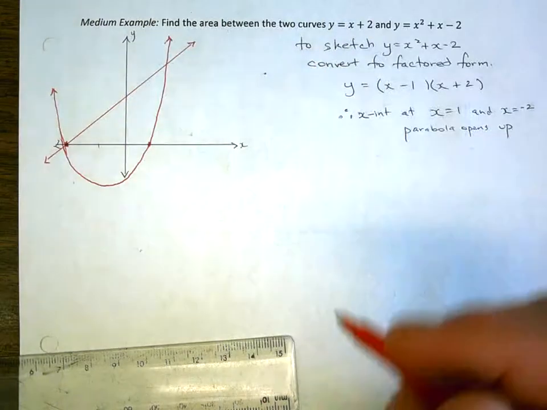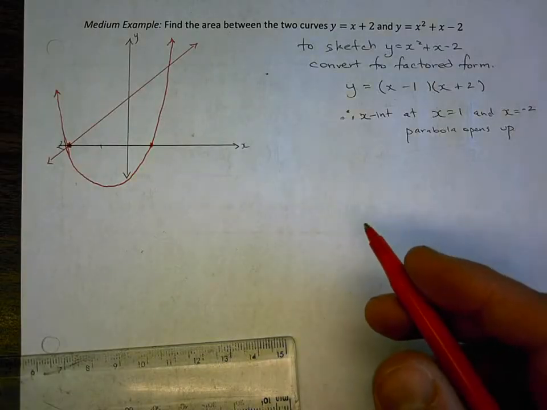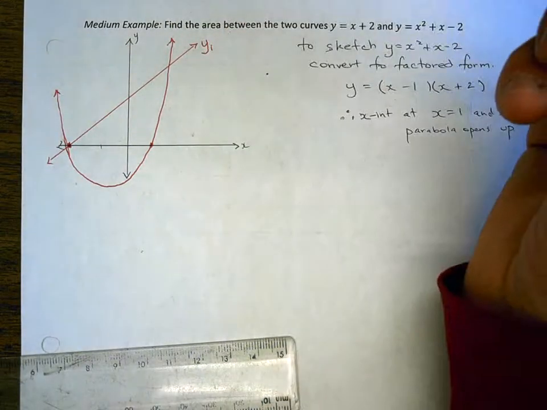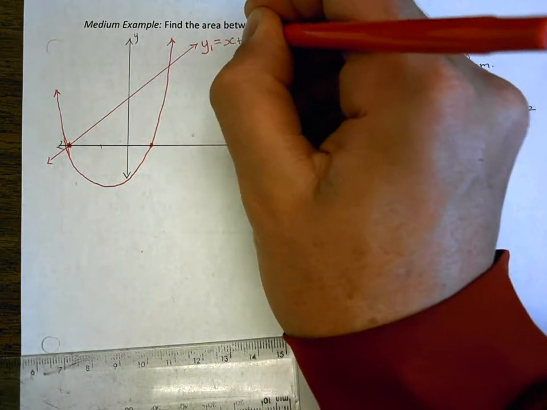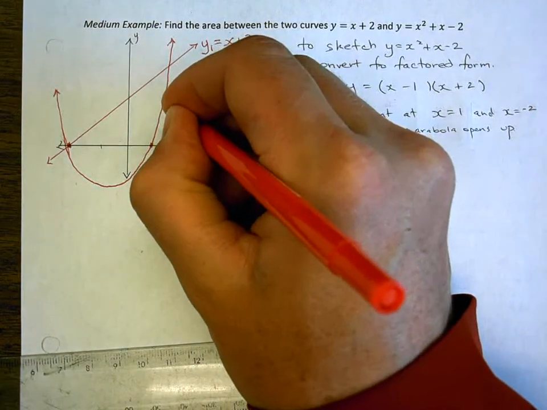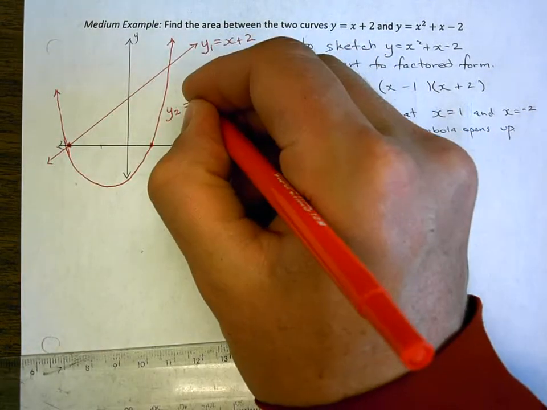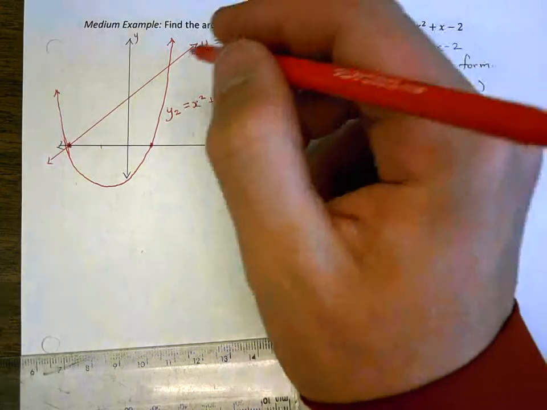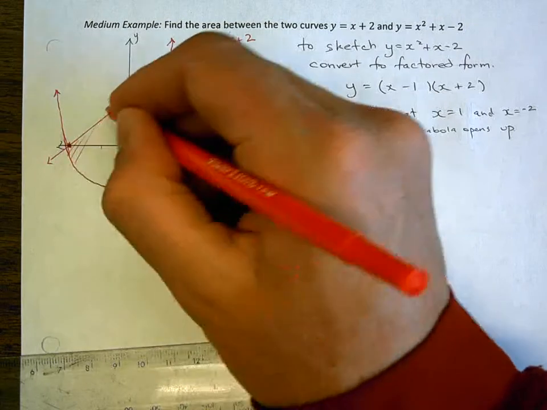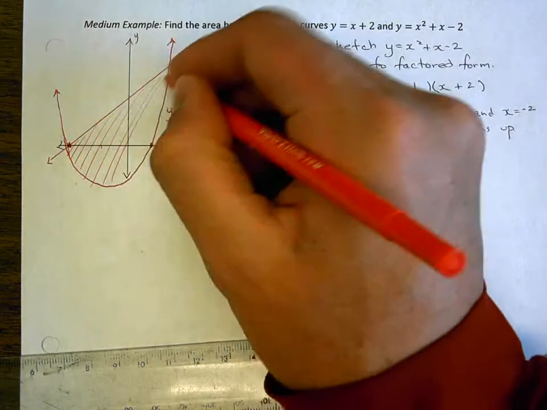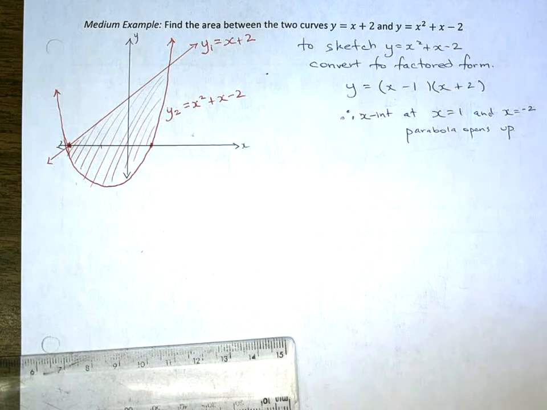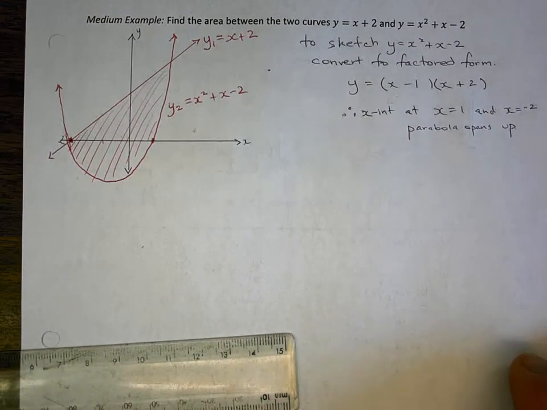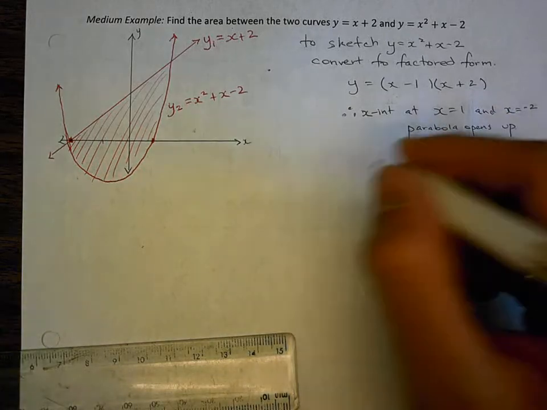You might be slightly off in your sketch, but the important thing is that you can see now which graph is on top. This is y1, x plus 2. The line is on top. This is y2, the quadratic, x squared plus x minus 2. And the area between the two, I can clearly see like that. So now we just need to find the area using the formula.